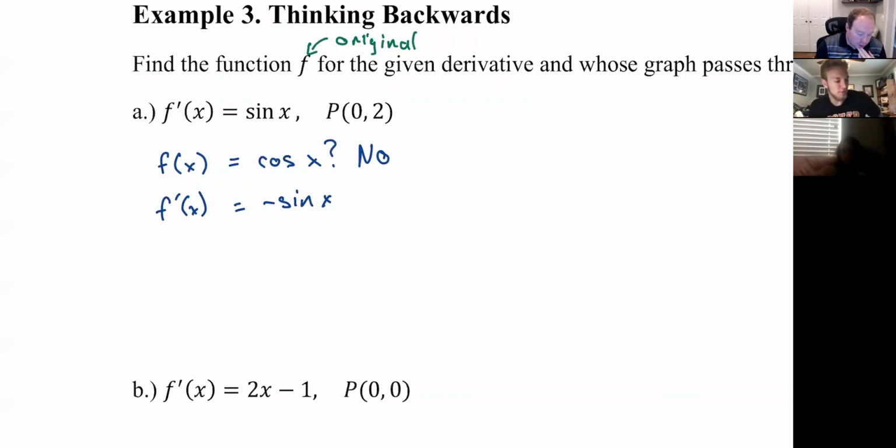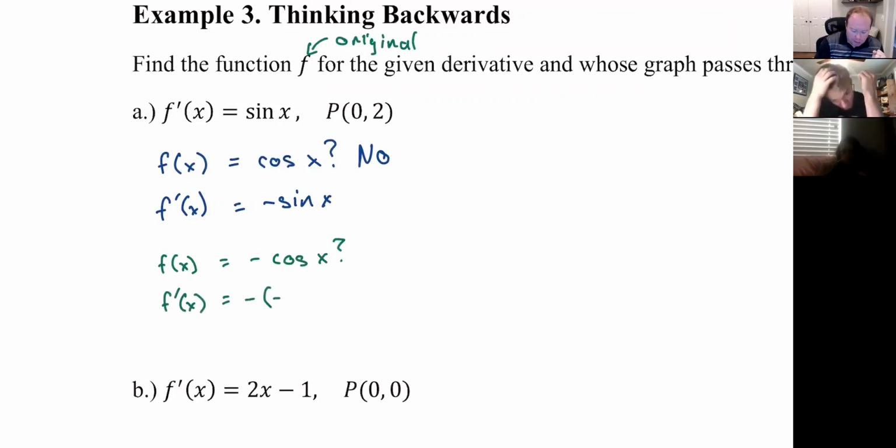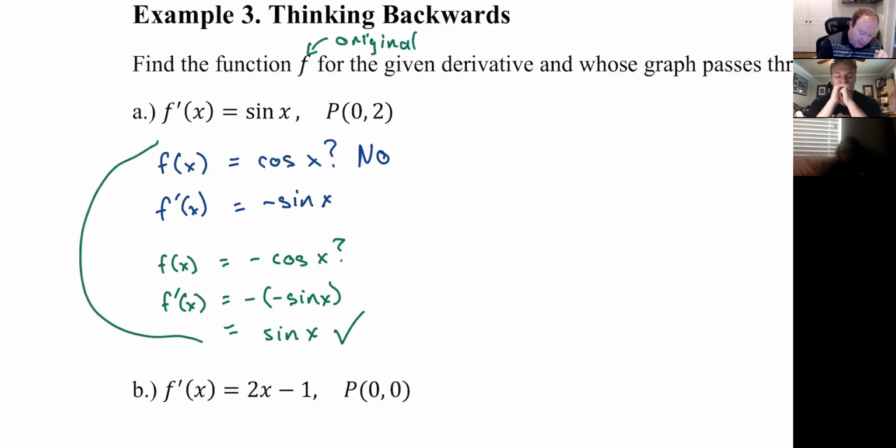But you will get some sort of insight. So what you may do is think about, oh, I'm off by a negative sign. So what if my second guess was negative cosine of x? So again, I'm thinking through it backwards. Now I remember there's a negative involved. So again, I'm going to just check this one. F prime of x, when I take the derivative, will be negative a negative sine of x. Oh, that's sine of x. So yeah, that is actually the same as the given derivative.